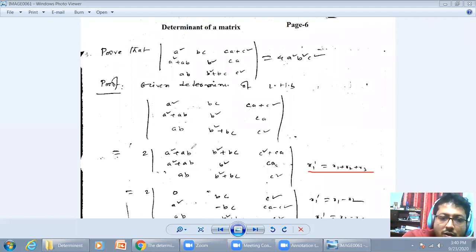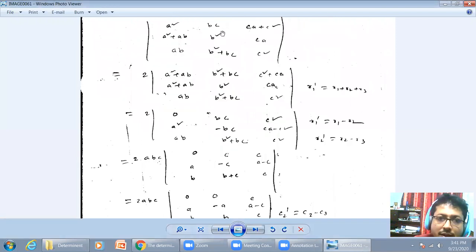In the R1 row, this part: a² plus ab, we get a² plus a² plus ab plus ab, that means twice a² plus ab. Here we don't write the two; we take two common from here. After this we apply this formula: R1 prime equals R1 minus R2 and R2 prime equals R2 minus R3.